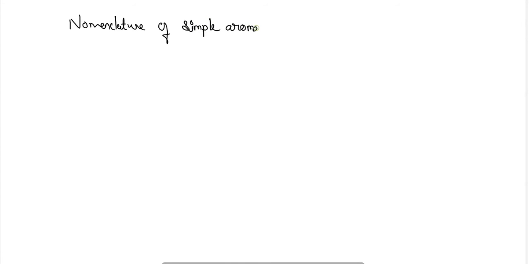In the last classes we have completed the nomenclature of the simple organic compounds, that is aliphatic compounds. Then we moved forward to the nomenclature of the complex chain compounds. After that we completed the nomenclature of the alicyclic compounds also. Now we are moving further, and in this part we are going to see the nomenclature of the simple aromatic compounds.